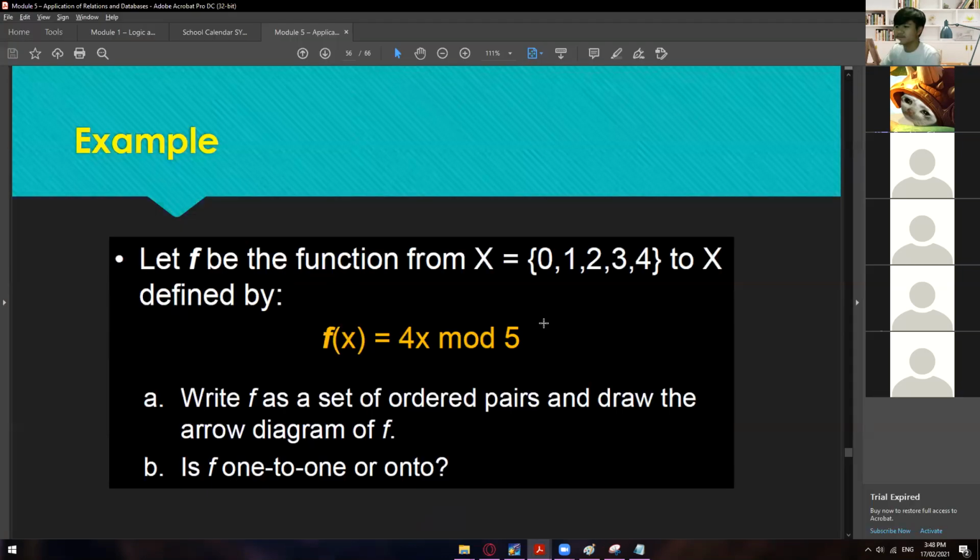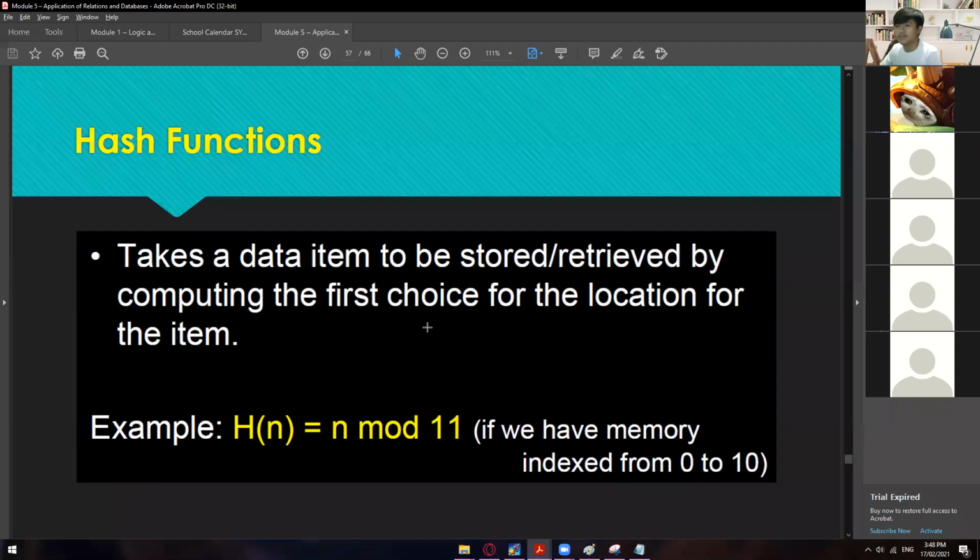All right. So the next one here is hash functions. A hash function is the way our computer stores data to this cell, this cell, this cell, this cell. Basically, this is a way of computing where it will put your data in its storage. This one takes a data item to be stored or retrieved by computing the first choice for the location for the item.